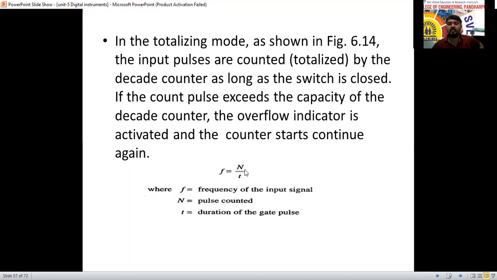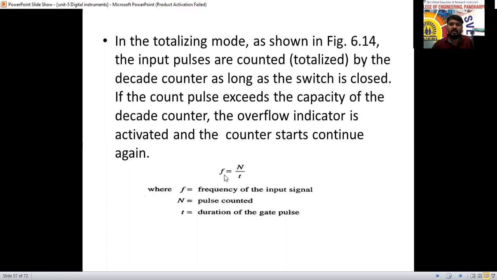The number of pulses I am going to consider as N by the decade counter, as long as the switch is closed here now. For the frequency, the switch is closed here now. If the count pulses exceed the capacity of the decade counter, the overflow indicator is there already. That is the totalizing counter we are going to call here now.